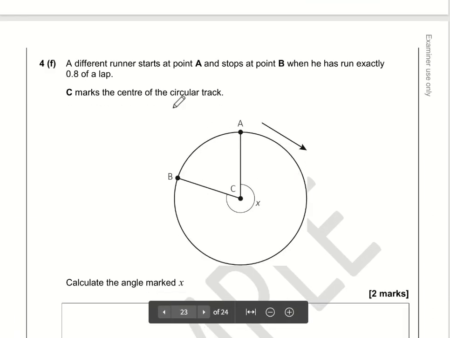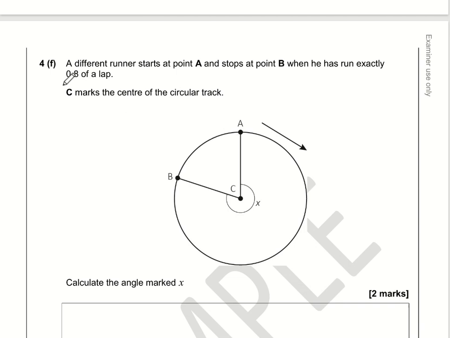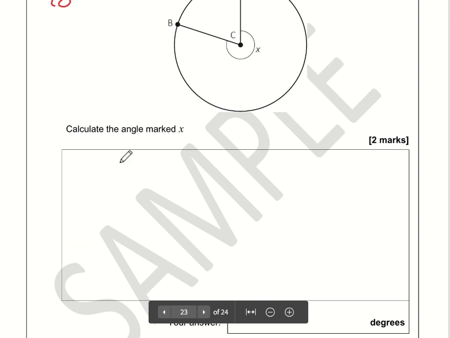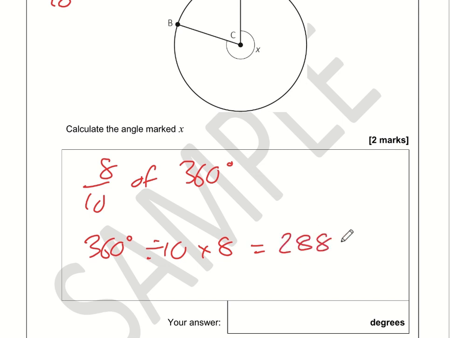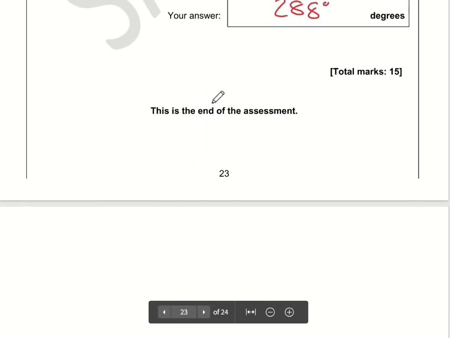Okay, so we've got this important bit of information, which is that he's run exactly 0.8 of a lap. 0.8 is 8/10. Now when he's done the full lap, he will have done the full 360 degrees. So all this person has done is 8/10 of 360 degrees. So just like the previous question, we're working out a fraction of a total. So we take our total, we divide by the number on the bottom, and then we multiply by the number on the top. And 360 divided by 10 multiplied by 8 is 288 degrees. So this angle here is 288 degrees. And that takes us to the end of the assessment.